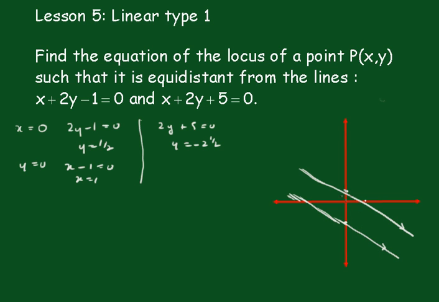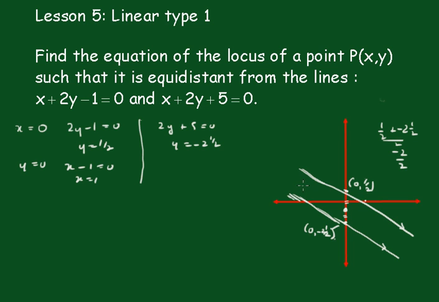Now they're equidistant. That means the midpoint here has to be the same either side, so that distance must equal that distance. To do that, all we need to do is work out the midpoint. So we have here 0.5, and this one down here is 0, minus 2.5. Now a half plus minus 2.5 is going to be minus 2. Divide that by 2, you get minus 1.